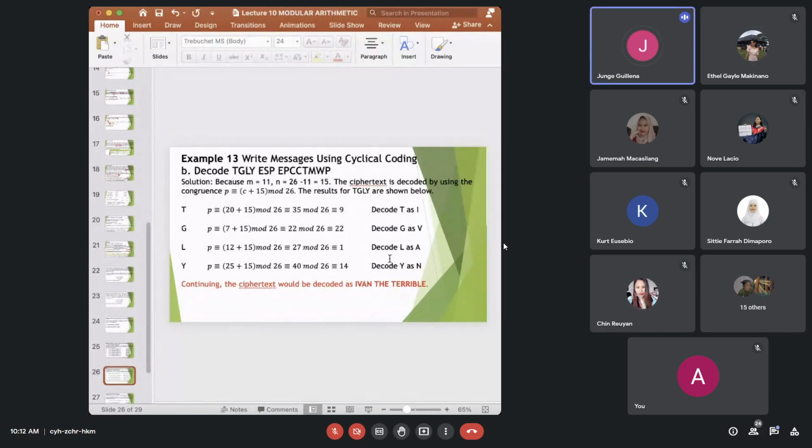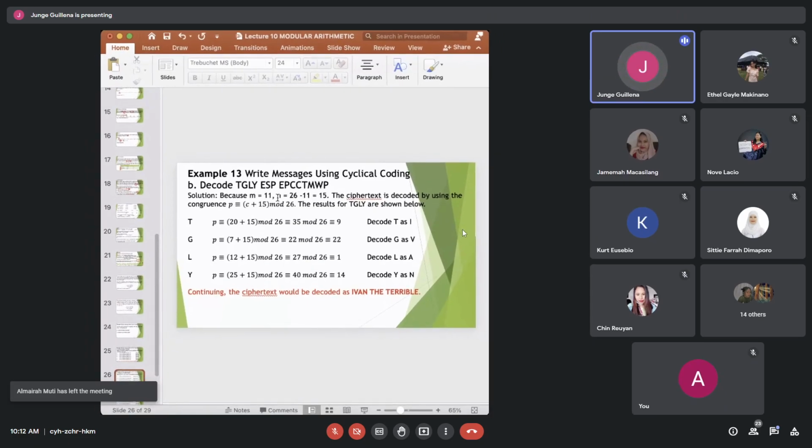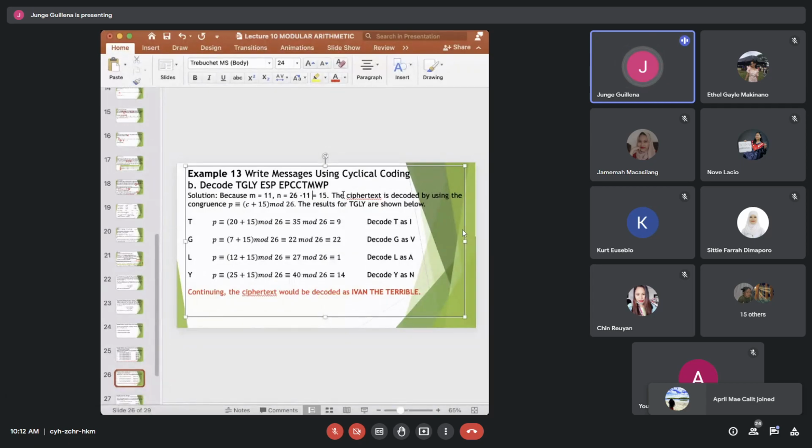Then let us decode now for letter B. So the hint is when you decode, you should be able to read it after you decode that code. Okay? So decode TGLY ESP EPCC TMWP. Because as given earlier, M is 11, so your N is 26 minus 11, which is equal to 15.